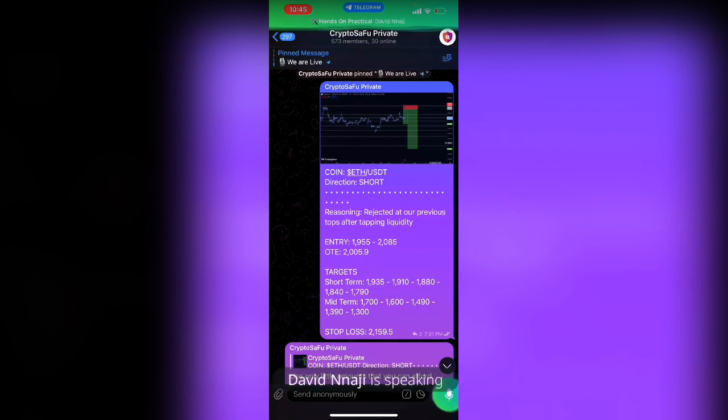OTE. OTE means on the entry, like on the entry. It means the moment the current price of Ethereum, like the current market price. Yes, exactly. From what I'm seeing, under targets, I can see different short terms. Does that mean that we can open like 2 to 3 trades on a single signal?